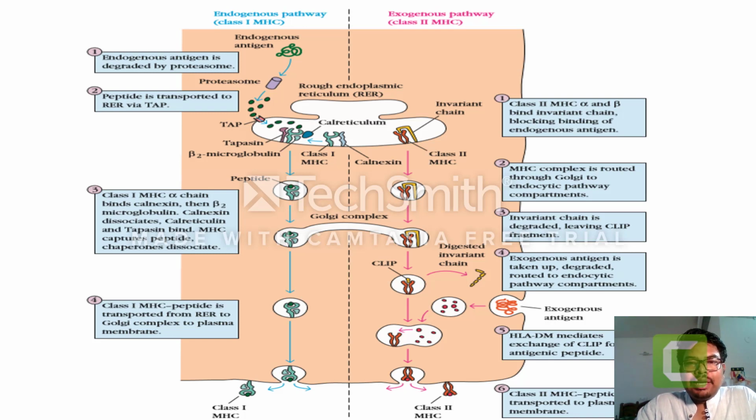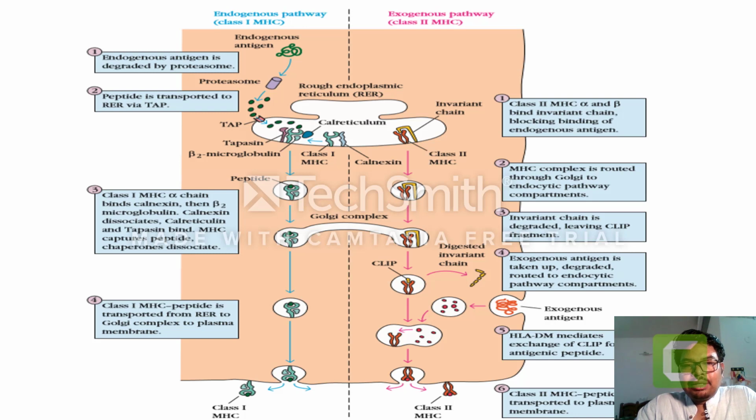On the other hand, in the exogenous pathway, exogenous antigens are first internalized. They are processed within the endocytic vesicles, the endosomes or lysosomes, after which the vesicles containing the processed antigens fuse with the vesicles containing the MHC class 2 molecules. Then finally the antigen-MHC complex is formed and displayed onto the surface. So this is the schematic representation of both the pathways.